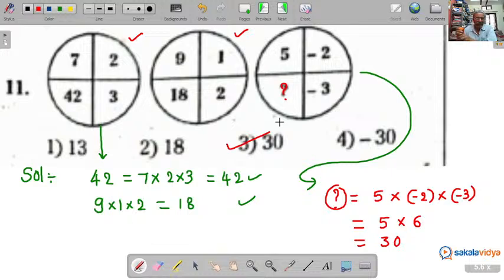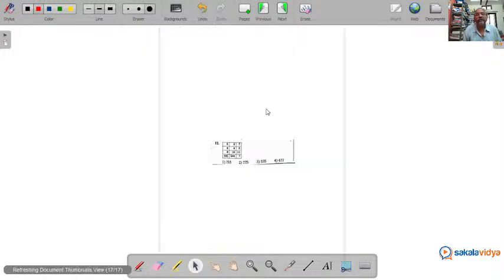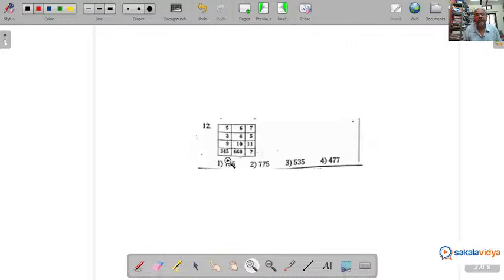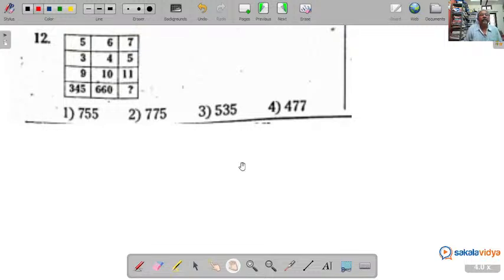Okay, let us move to another question now. Let us move to the 12th question. Right, this is the 12th one. See the 12th one: 5 6 7, 3 4 5, 9 10 11, 345 660 and question mark.